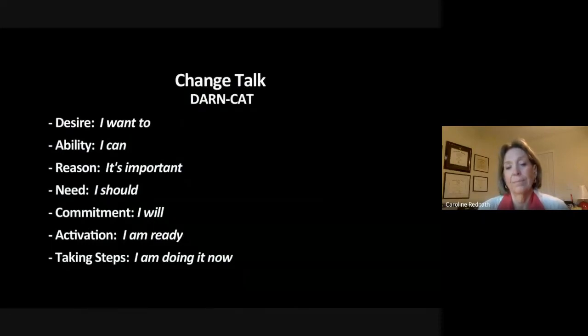I want to do it, I can, it's important, I should, I will. This is different from commitment talk, which is I will, I'm ready, and doing it now. So when someone says I want to, I don't actually just jump on it. I'm trying to get them to really prepare for change. But I'm really looking to elicit this change talk.